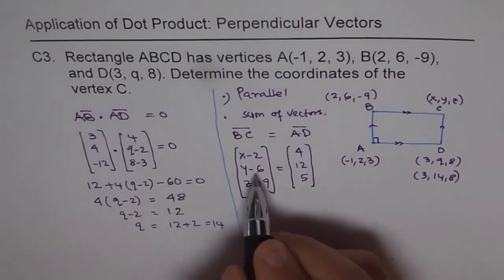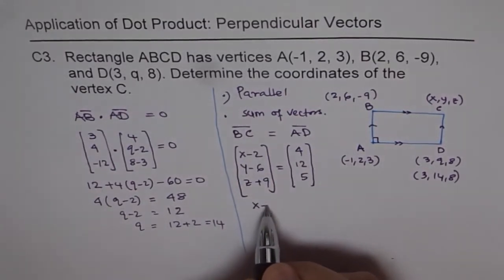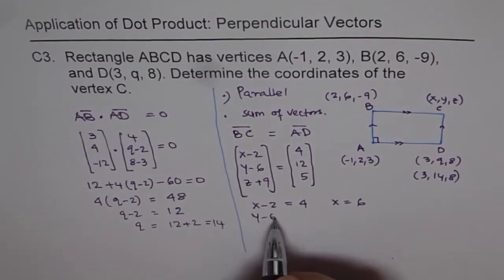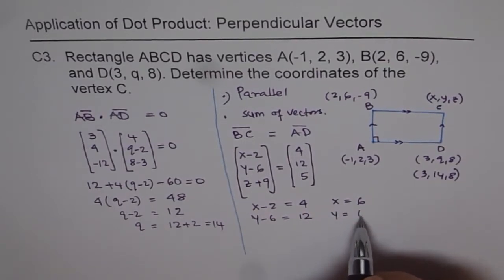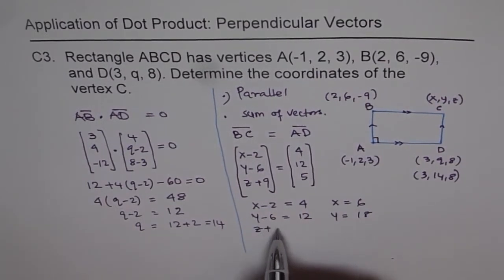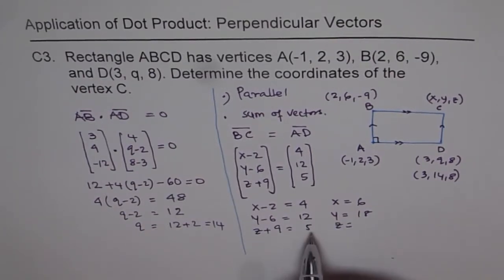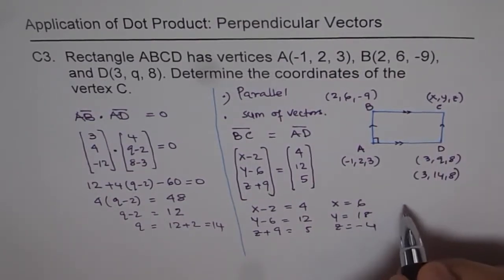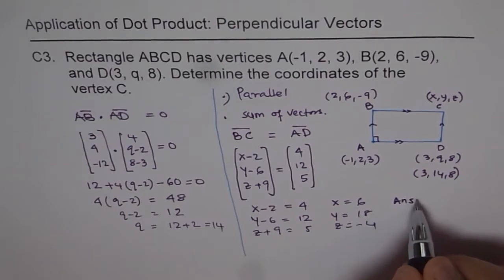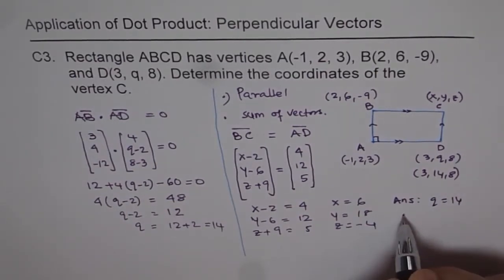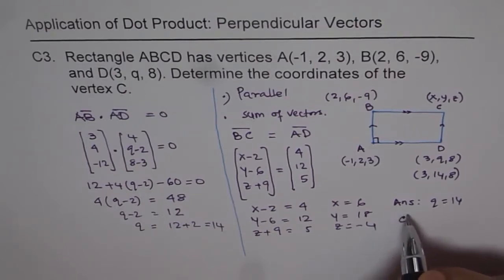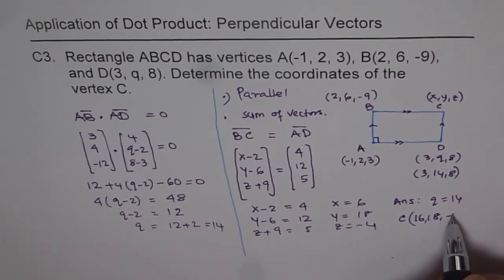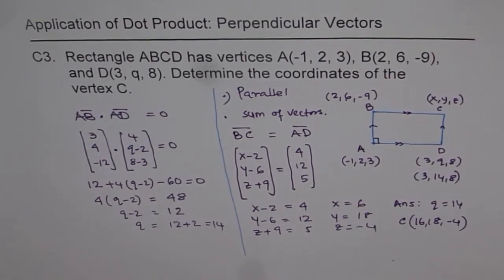x minus 2 equals 4, that means x is equal to 6. y minus 6 is equal to 12, that means y equals 18, 12 plus 6. And z plus 9 equals 5, so z equals 5 minus 9, which is -4. And so we get the point C. Our answer is Q equals 14 and C is equal to (6, 18, -4). So that is how we can solve this question. Thank you.